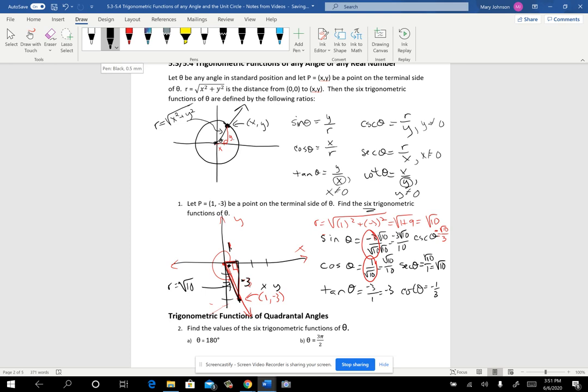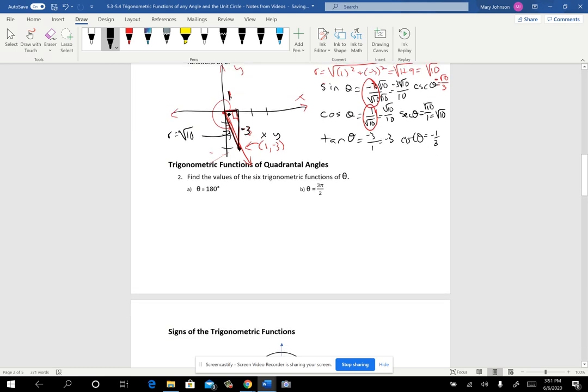All right, let's look at this second problem I'm having you do. Here we're looking at what they call quadrantal angles, angles whose terminal side would be on an axis. Okay, what you want to do is take a look at, let's see where I'm going to draw it. I'm going to draw a little picture right here. Okay, take a look at where 180 would be. Here's where your terminal side would be. Your angle would go all the way to there.